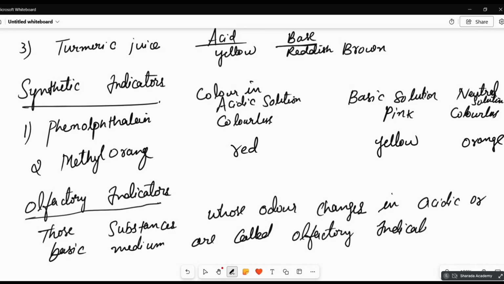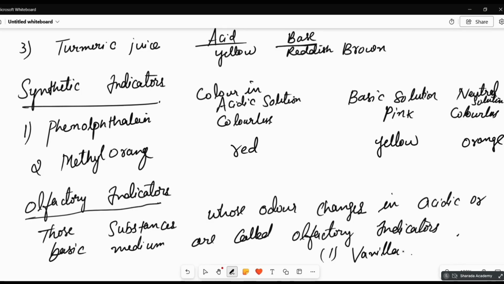First one is the vanilla, second one is the onion. Two indicators you can write. First example, vanilla. It has a strong smell, right? When you put an acid, there will be no change, but when you put a base, that smell will be lost. By that you will know that it is basic in nature. But acidic and neutral are difficult to identify.